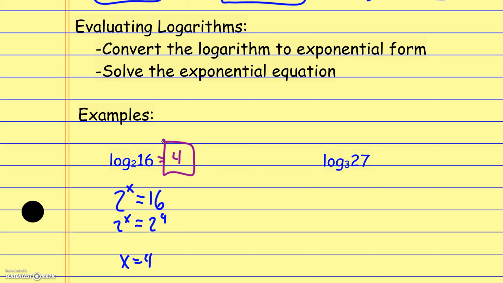Okay. Same thing with the next one. I don't know what this equals, so I'll call it x. If I convert it, that's going to be 3 to the x equals 27. Right away, you can probably tell that x equals 3, but let's rewrite it with common bases. That's 3 to the x equals 3 to the 3rd. Now I have the same base. I can say the exponents are equal to one another. And so when I evaluate this logarithm, I know it's going to equal 3.